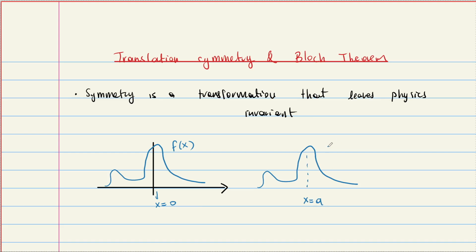But for this to happen, what should I do? I need to put f of x minus a, right? Wherever I see x in my function, I should go and put x minus a. Then I shifted my function by a. So that's the translation.